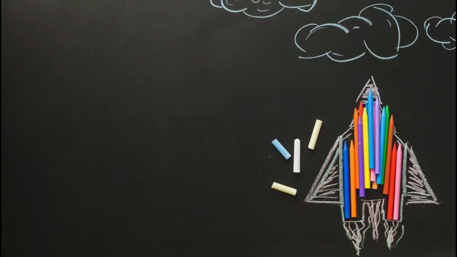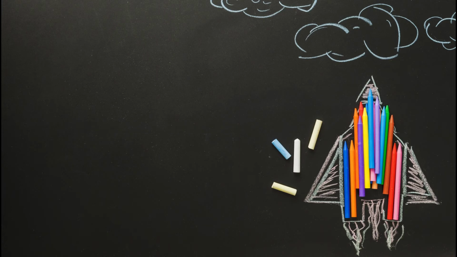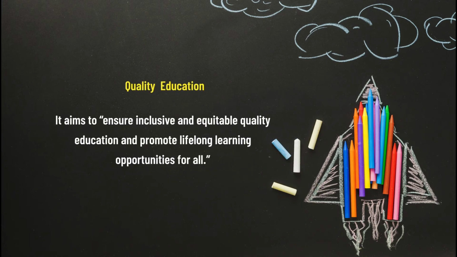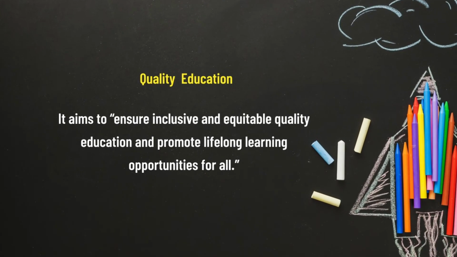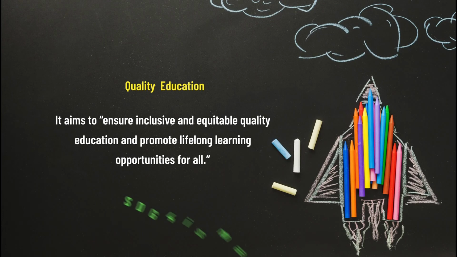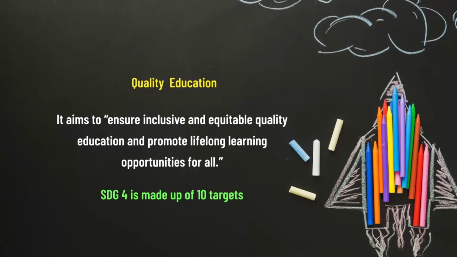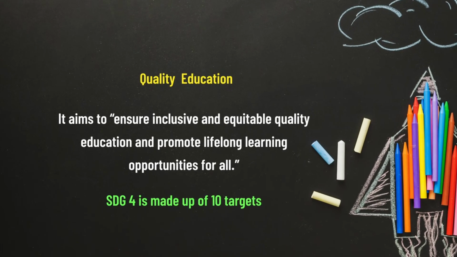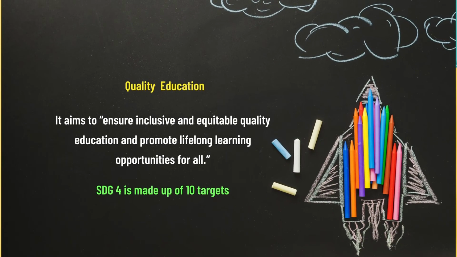In this line, we must not forget Sustainable Development Goal 4, which is quality education, and it aims to ensure equitable and inclusive education and promote lifelong learning opportunities for all. It states that education must be made available to all, and in SDG 4 there are 10 targets, and these targets relate to affordable education, vocational education, online education. The different tenets of education have been set, and it is believed that through the right education we can pave the way for proper human resource development.